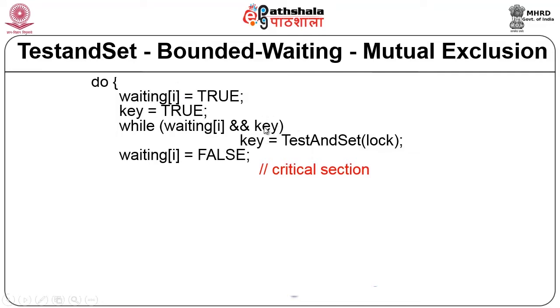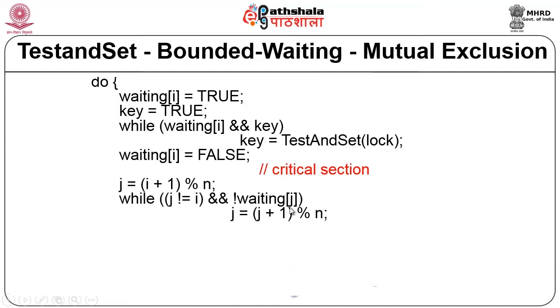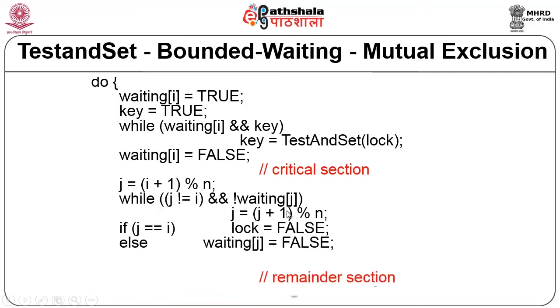The next time it checks this condition, key is false, and the whole condition fails, it becomes false, and hence the while loop ends, and it will come out of this while loop, and the process executes waiting[i] equal to false. So, it checks if the lock is false currently. If it is false, then this process enters the critical section.